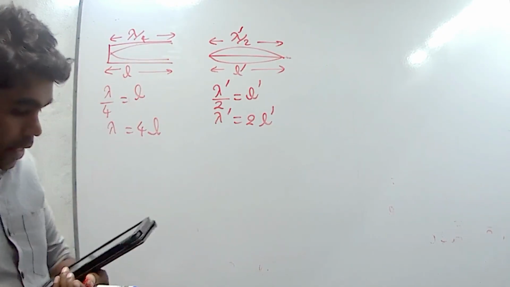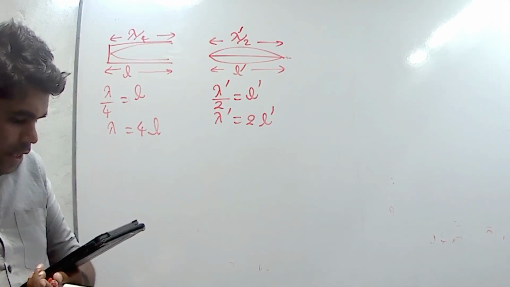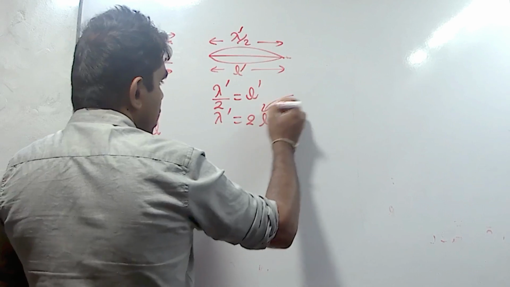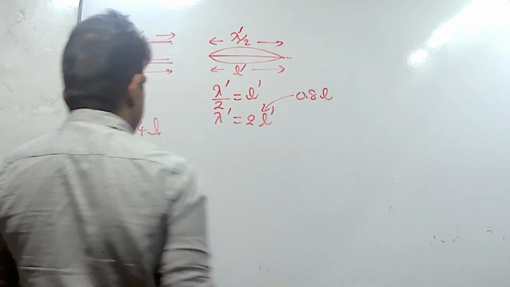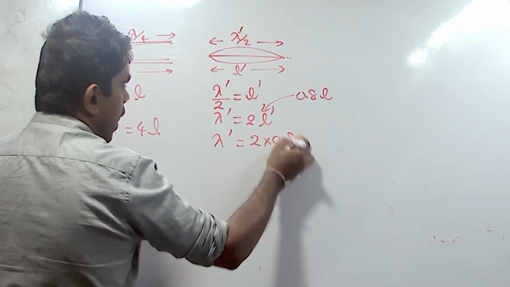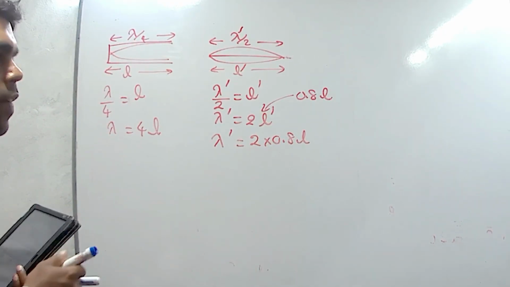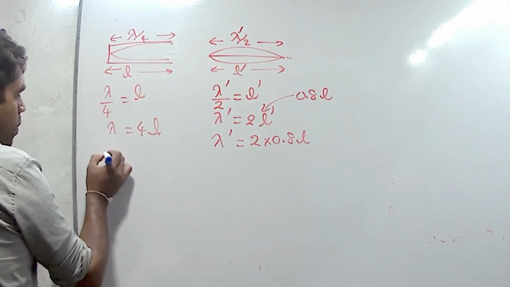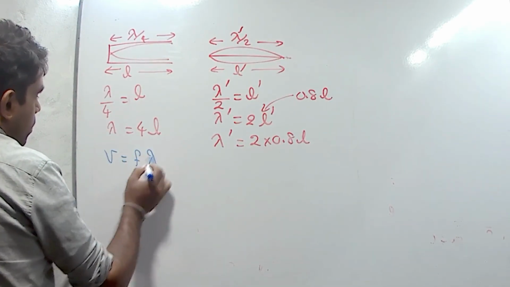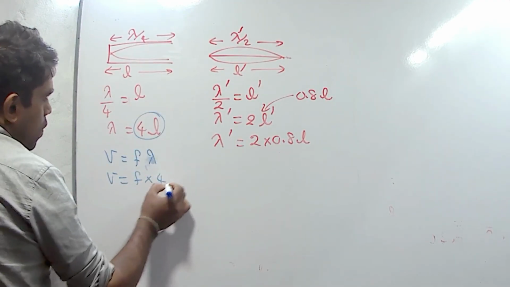They have given that the length of the string is 0.8 times the pipe. Then this one is 0.8 L. Lambda dash equals 2 times 0.8 L. Now we can use V equals F lambda. For the tube, V equals F lambda. V equals F into lambda, which is 4L.